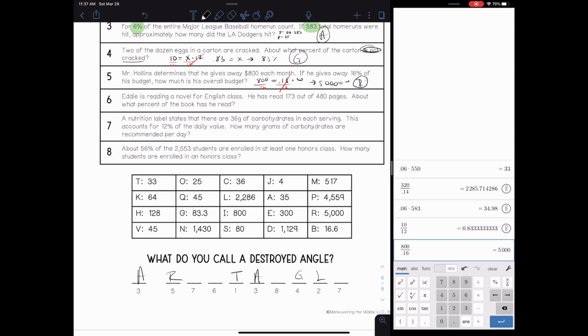A right angle? A rectangle? Oh, no, we'll see.